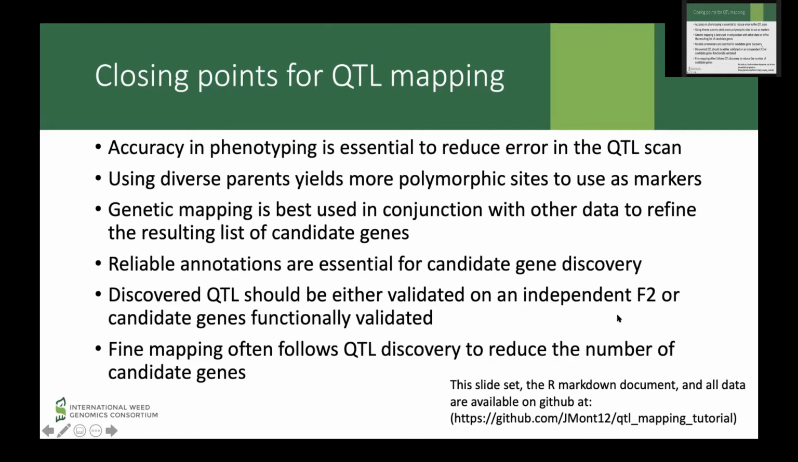Please validate your QTL with an independent F2, or you can jump to functional validation. It's up to you if you think you have a strong enough candidate. And then a last point is that fine mapping is a technique that often follows a lot of QTL experiments to try to reduce down that window size. So you screen a lot more individuals and hope for more recombination events, and that will help you walk in and reduce the size of that window and narrow in on your true genetic element of interest.